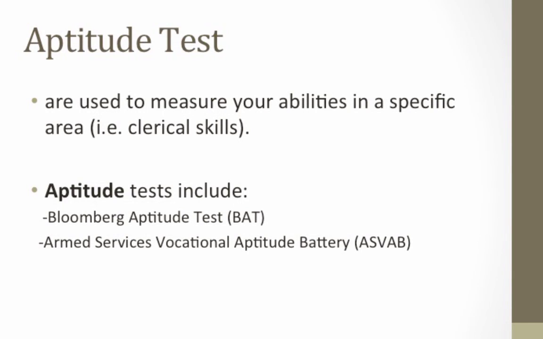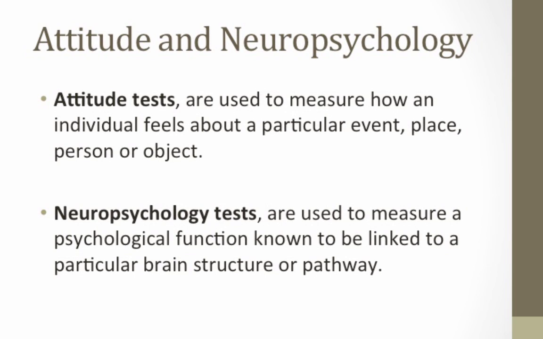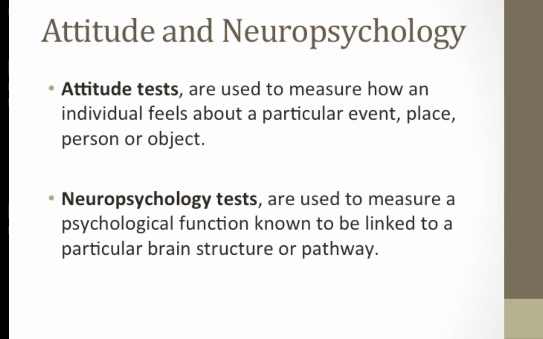Now it's the aptitude test. Aptitude tests are used to measure your abilities in a specific area, and you should notice that an aptitude test is really different from an achievement test. Here are two more tests left. Attitude tests are used to measure how an individual feels about a particular event, place, person, or object. Next one is the neuropsychology test. They are used to measure a psychological function known to be linked to a particular brain structure or pathway.